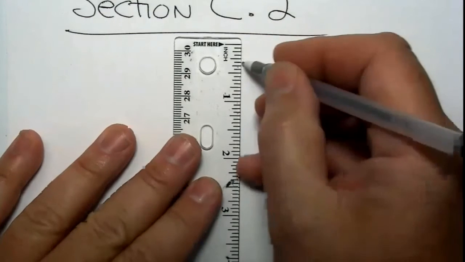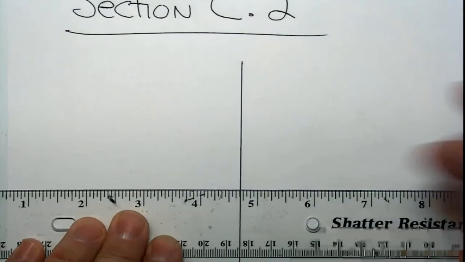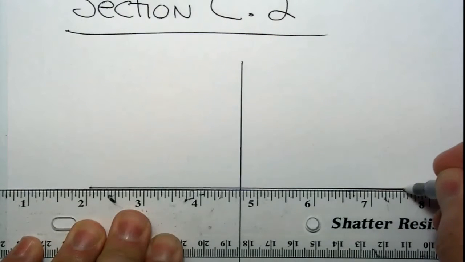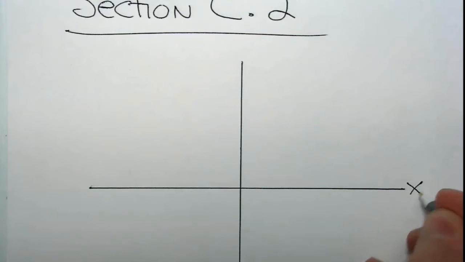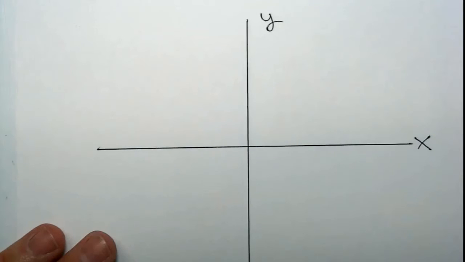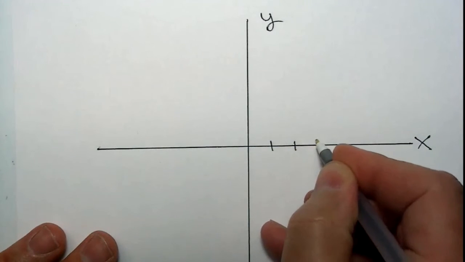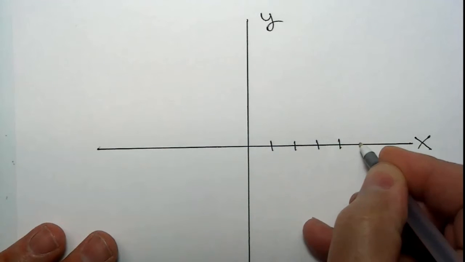So let's get started here. I'm going to use a straight edge: my x-axis, and my y-axis. This being the x-axis, the horizontal, and y being your vertical axis. Now, immediately it breaks the Cartesian plane up into four very distinct quadrants.